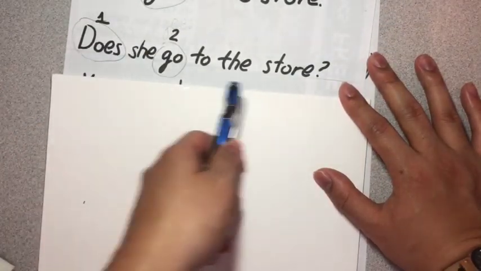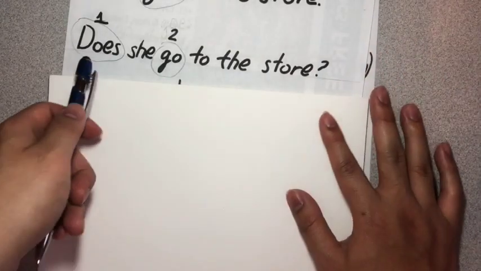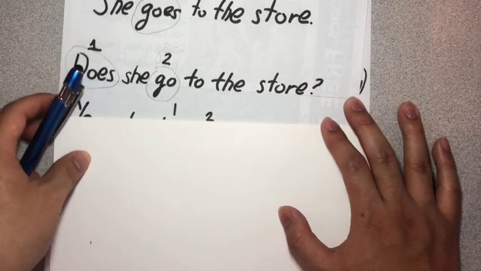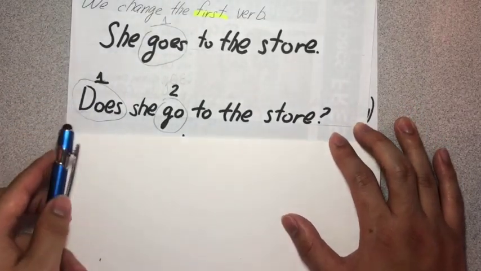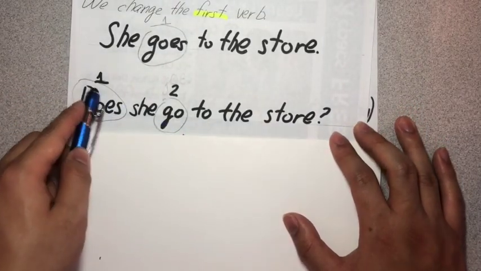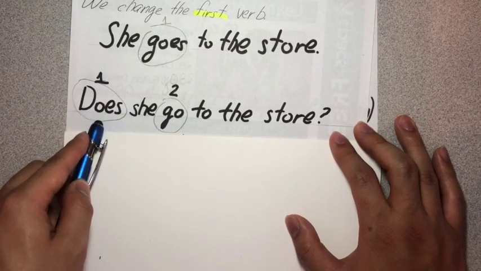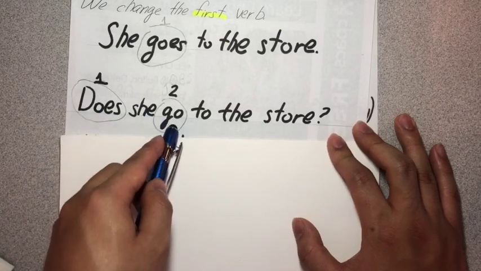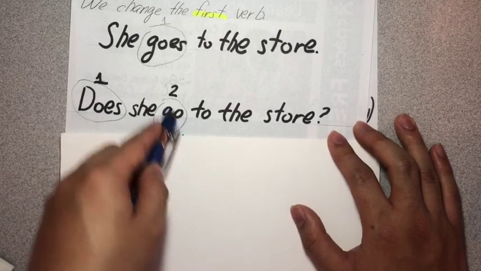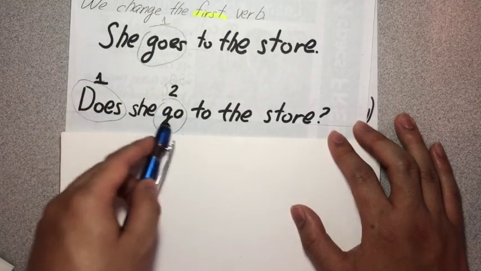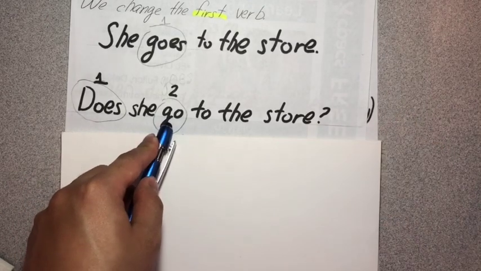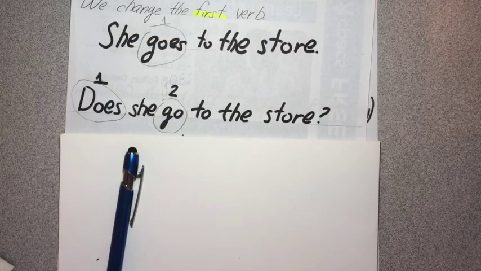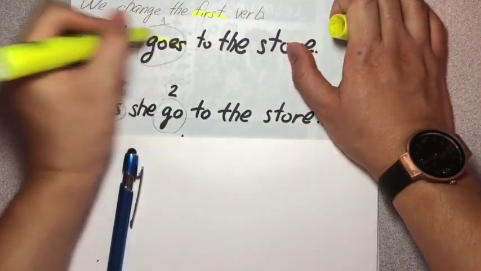Here, in this sentence, there are 2 verbs, does and go. Does she go to the store? Well, in this sentence, we change the first verb, to do, we change it to does for she. But the second verb is go. It's not goes, it's go. Because it's the second verb, and we do not change the second verb. We only change the first verb.